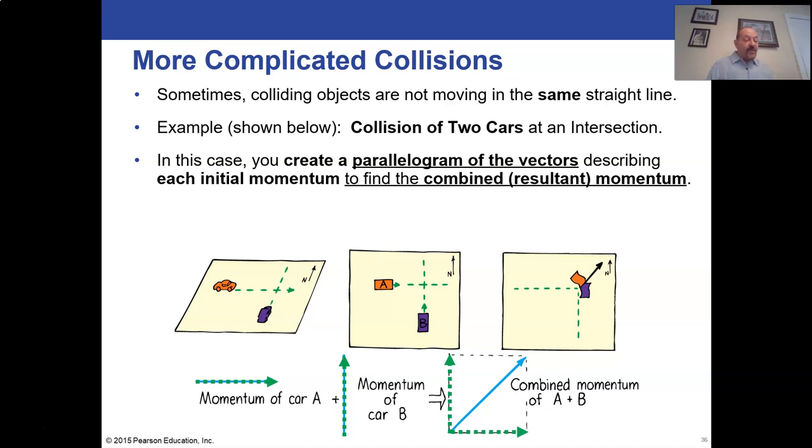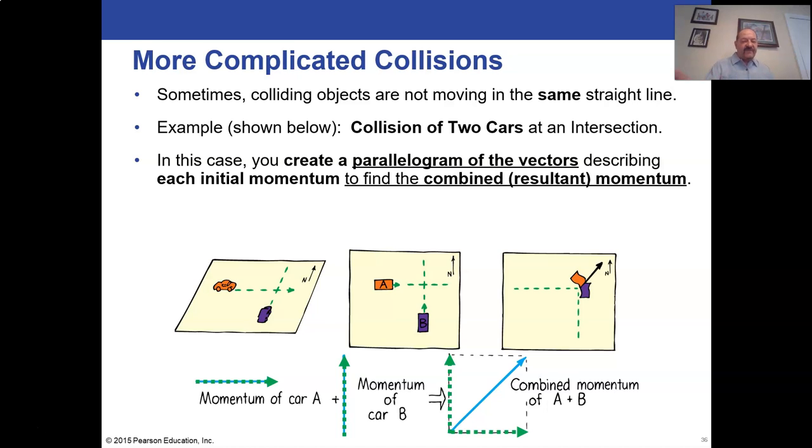Therefore, when you add the momenta together, remember momentum is a vector. You have to add it vectorially if these are not lined up. You can't do simple addition or subtraction. You do the same thing as we did before with the parallelogram rule. If they're perpendicular, you can just use the Pythagorean theorem because it's a rectangle. And you can figure out what the combined resultant momentum is.